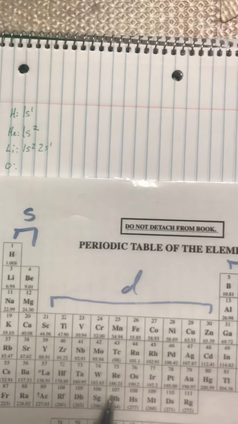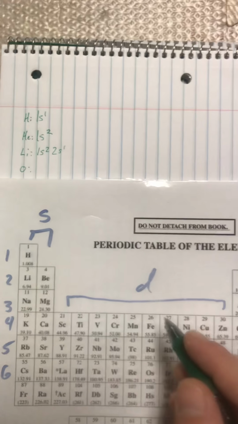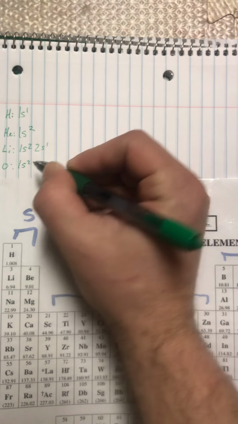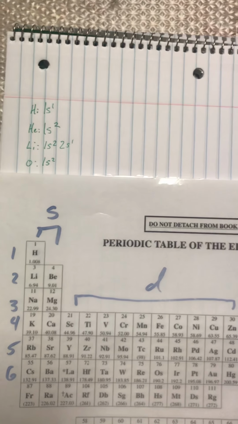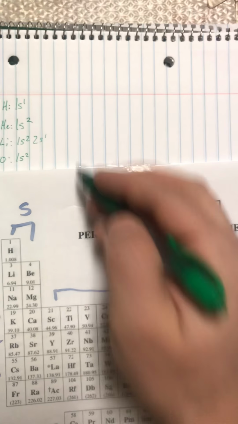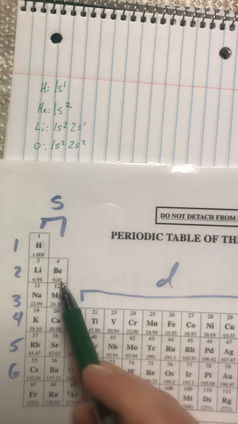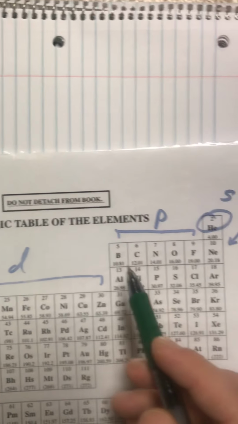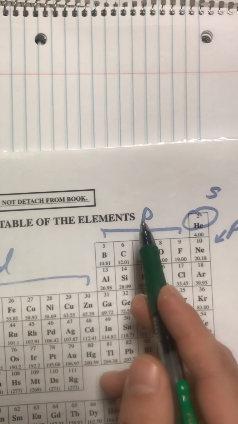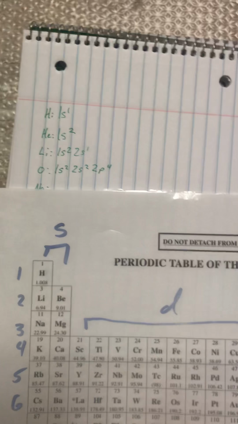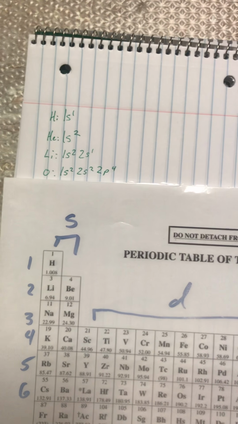So looking at oxygen. Oxygen is over here, still in the second energy level, so we have to account for all electrons. 1s2 takes us to helium. 2s2 gets us through beryllium. Now we're over here, 2p, 1, 2, 3, 4. So for oxygen, it's 1s2, 2s2, 2p4.